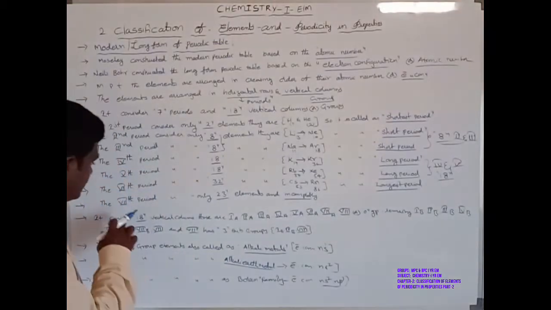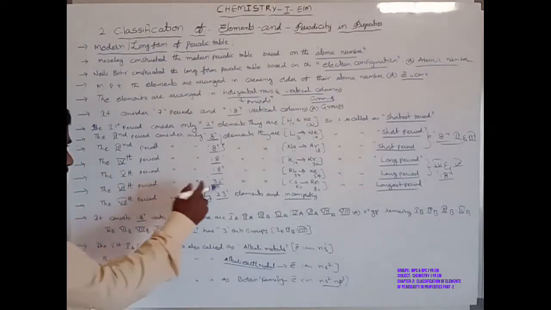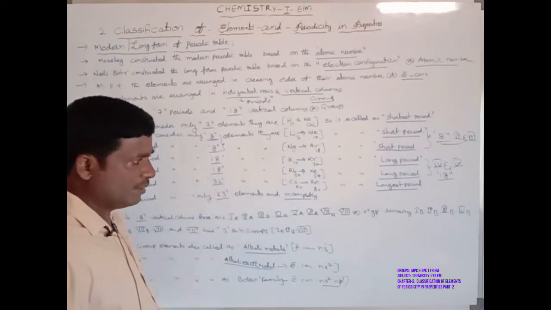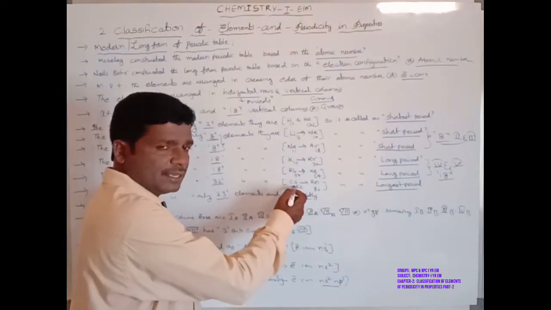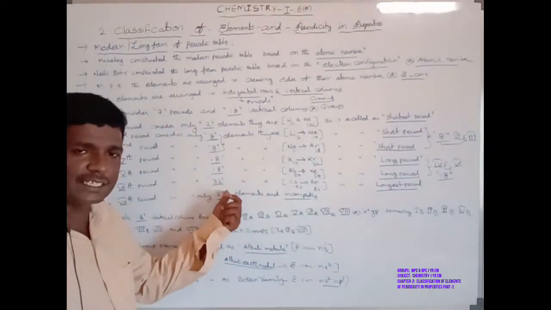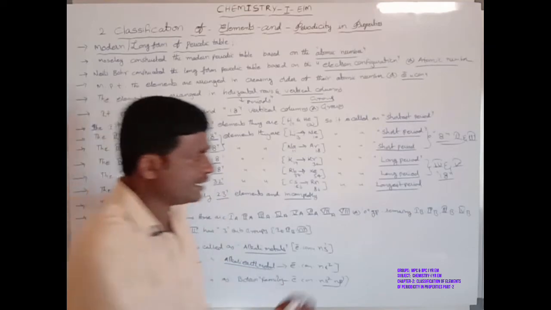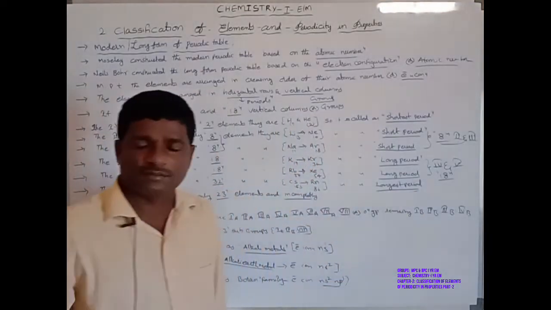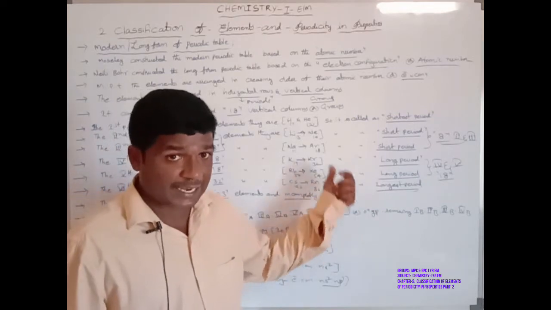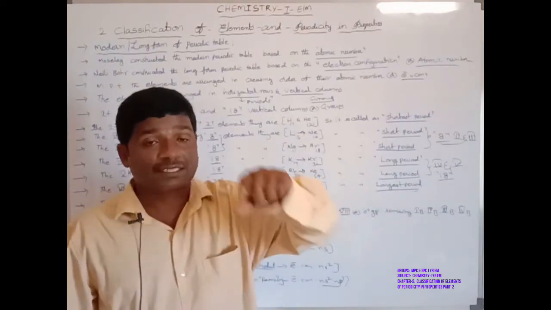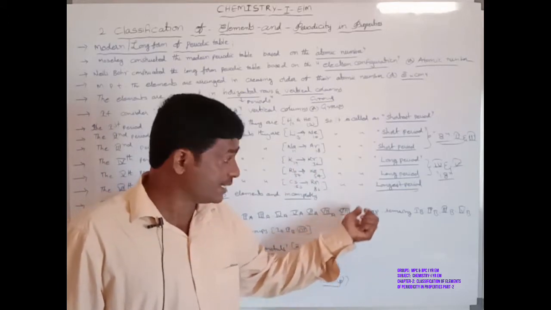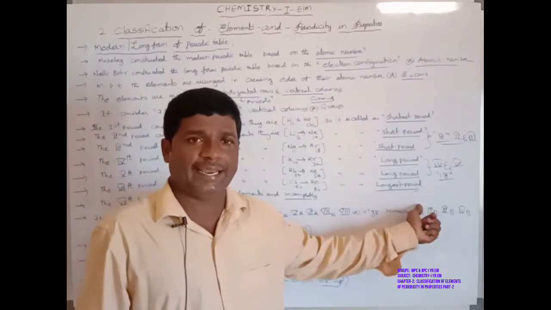Remaining, the sixth period consists of 32 elements, starting with cesium and ending with radon. Totally 32 elements are present in the sixth period, so it is also called the longest period. Which period is the longest period? The sixth period, due to the presence of 32 elements.